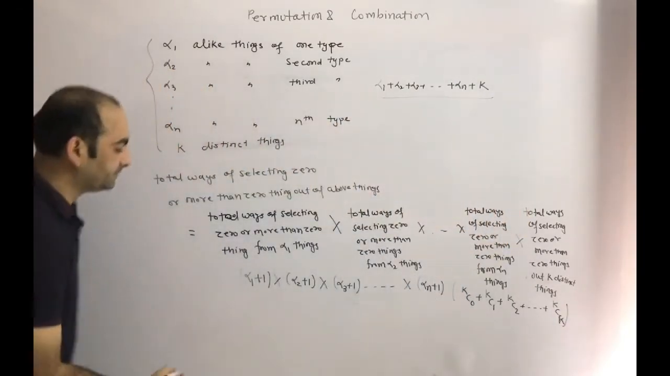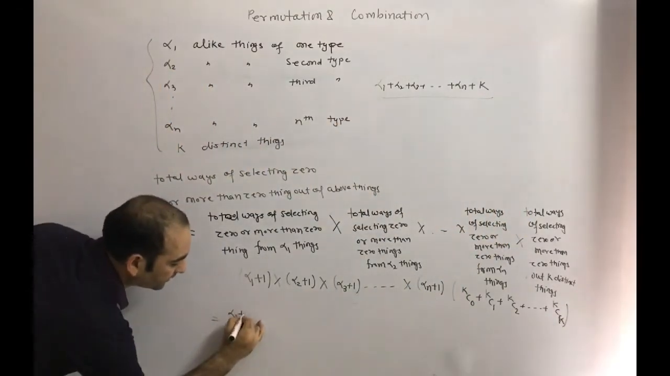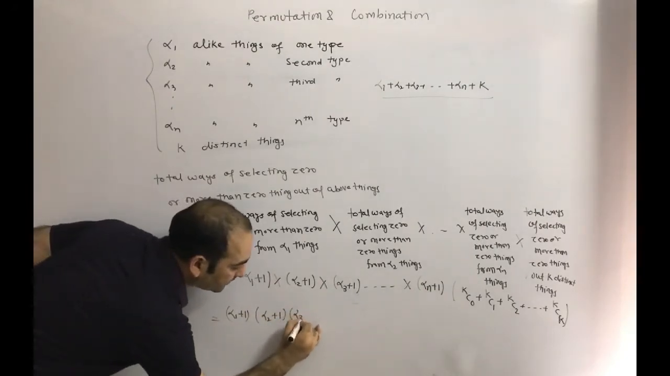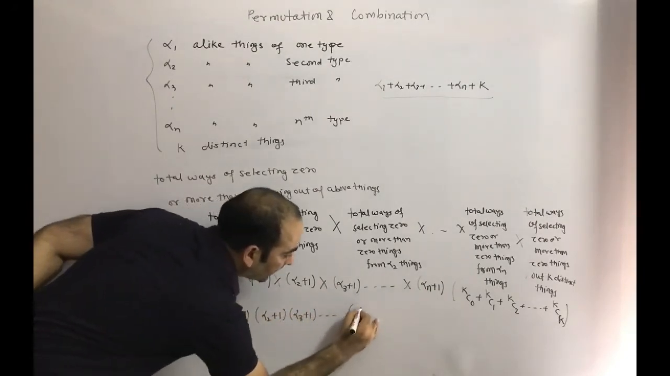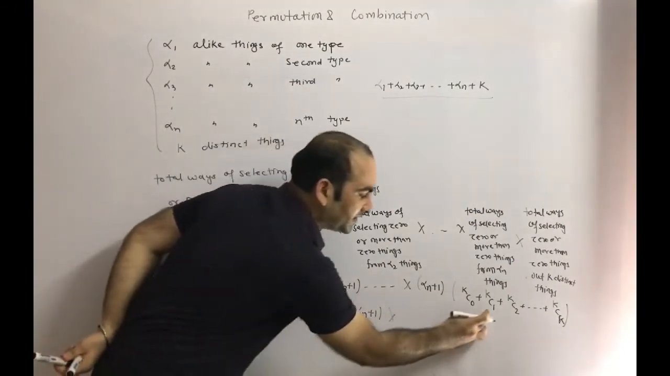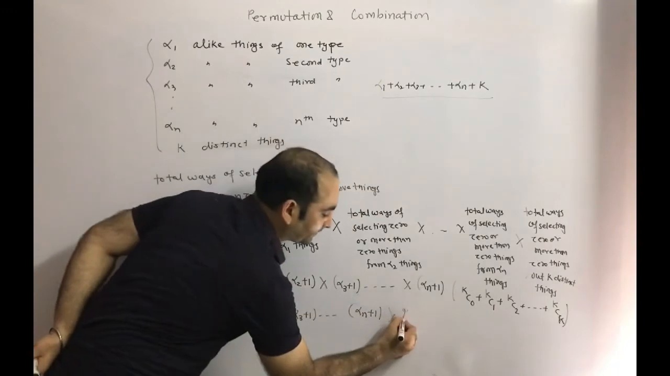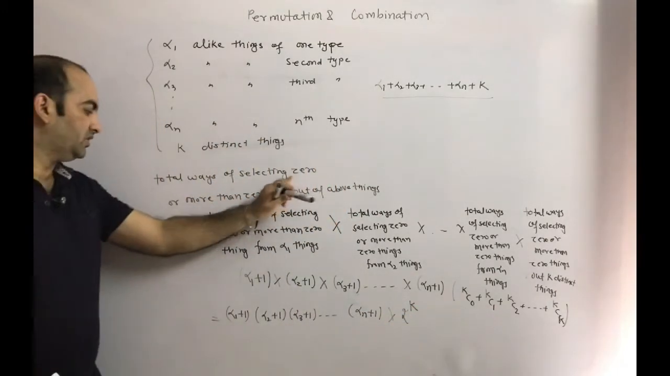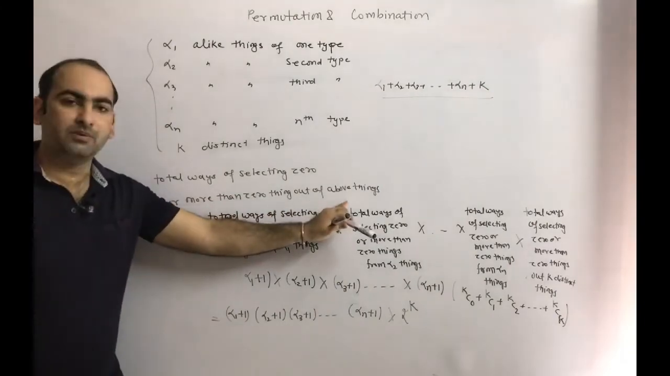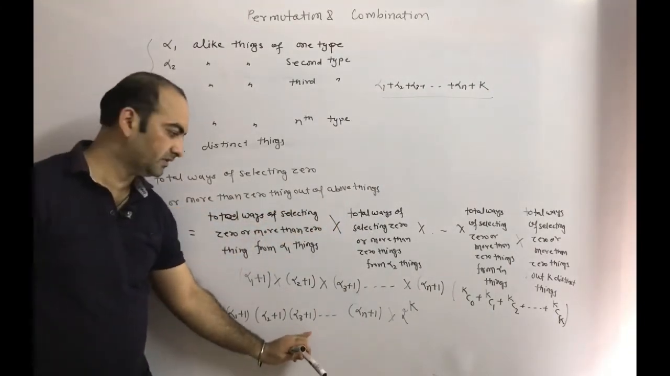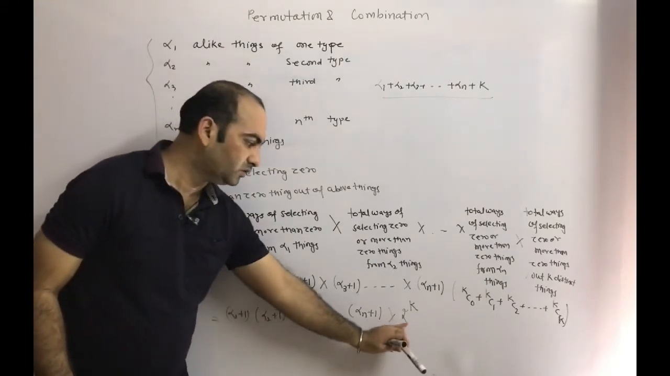So what will come here? Alpha 1 plus 1 into alpha 2 plus 1 into alpha 3 plus 1, and so on, alpha n plus 1 into, if you simplify the binomial sum, 2 power k. So here total ways of selecting 0 or more than 0 things from the above things is alpha 1 plus 1 into alpha 2 plus 1 into alpha 3 plus 1 and so on, alpha n plus 1 into 2 power k.